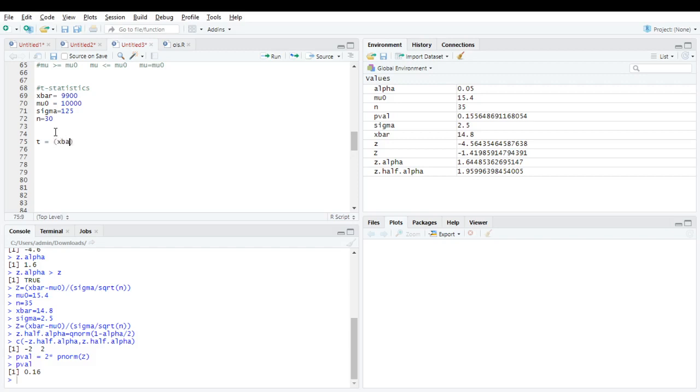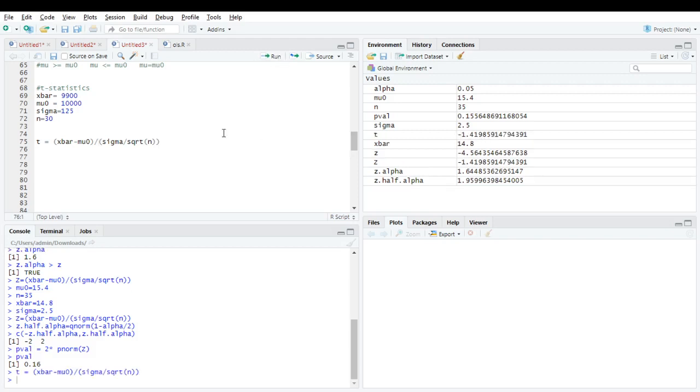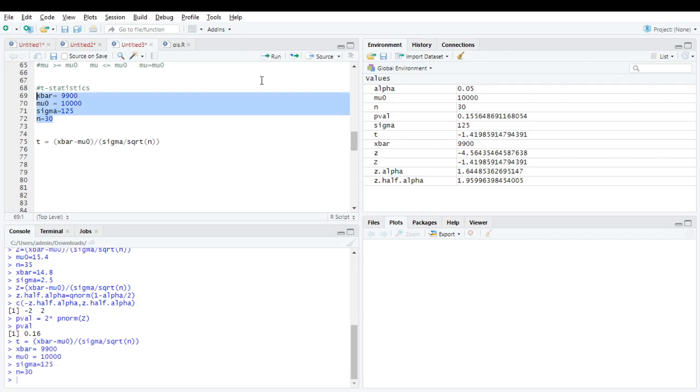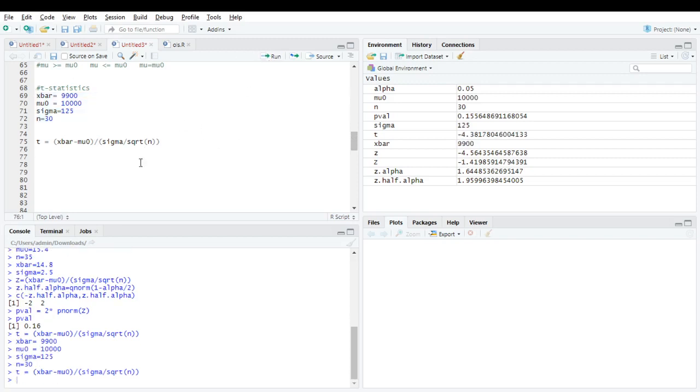So it is x bar minus mu 0 divided by your sigma divided by your square root of n. This is your t value. Okay, just run it. So this is your t value.